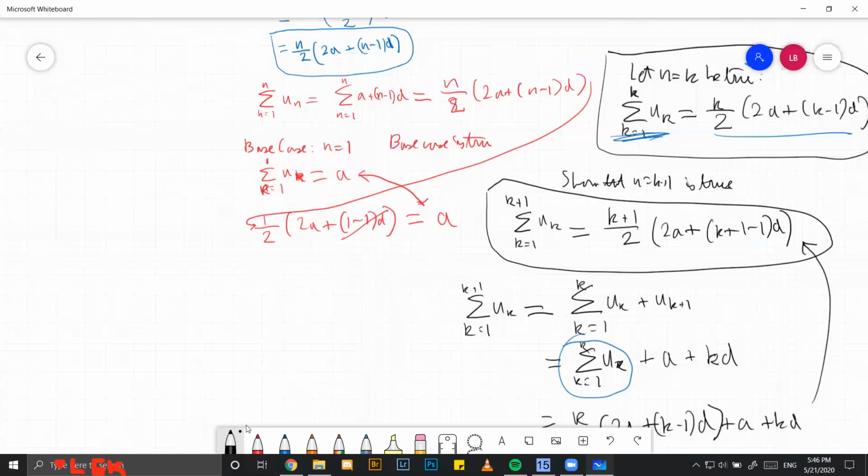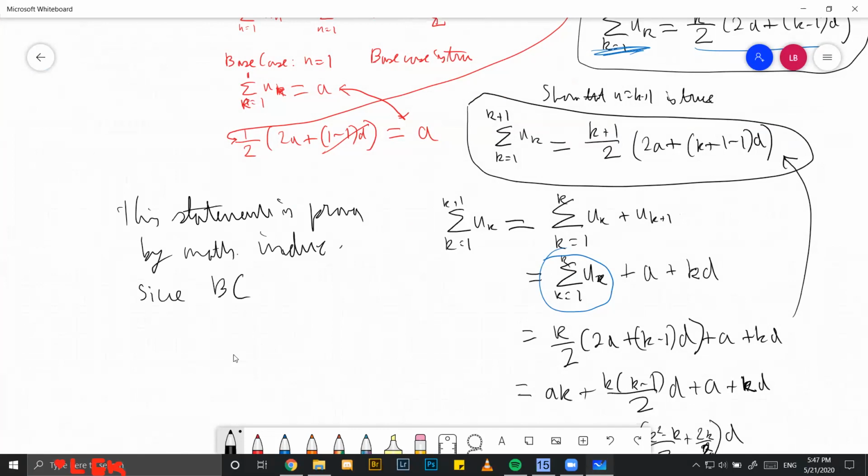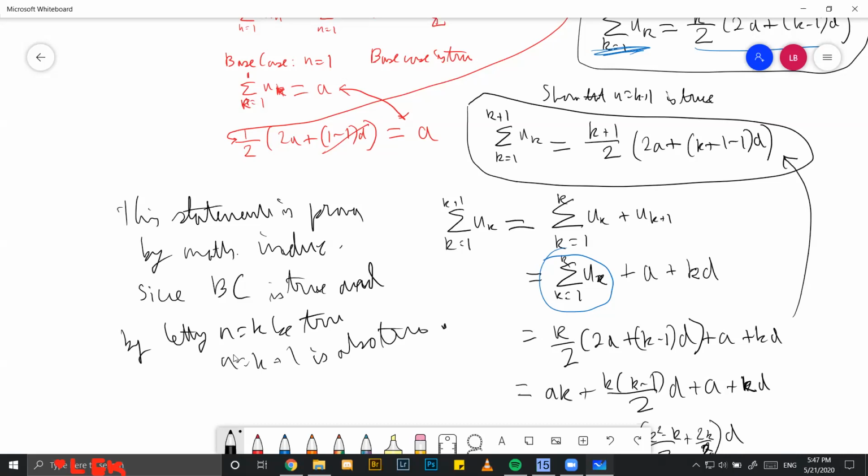Now you need to have an ending statement, and the way that ending statement is done is basically saying this statement is proven by mathematical induction, since the base case is true, and by letting n equals k be true, n equals k plus 1 is also true. I'm not going to write it all out, because I'm horrible at writing. So yeah, that's basically the statement you have to have in the end. If you have a statement vaguely representing that, you'll get a mark.